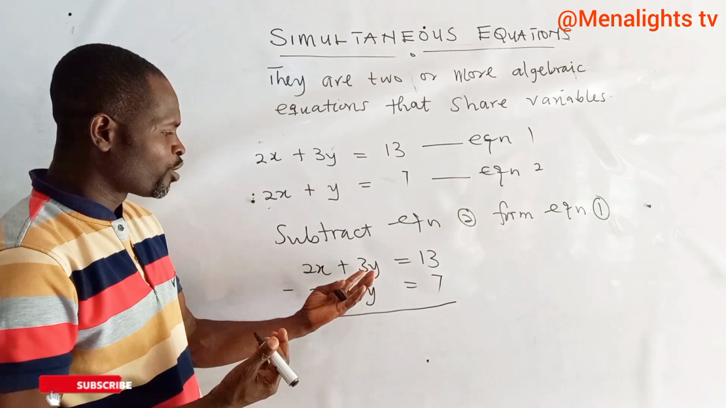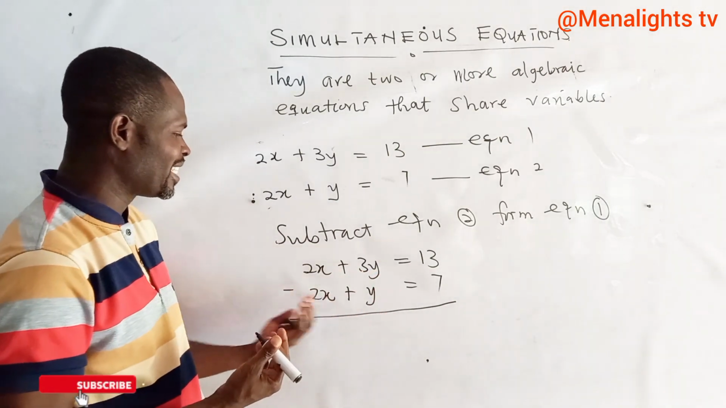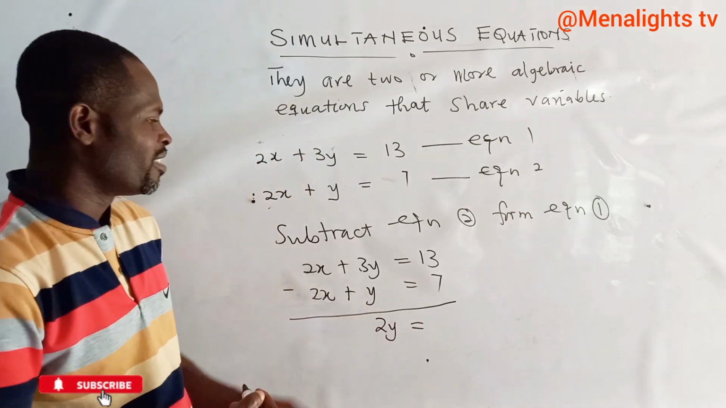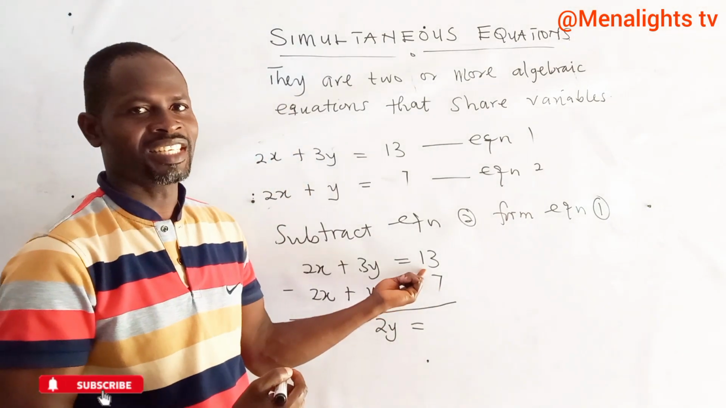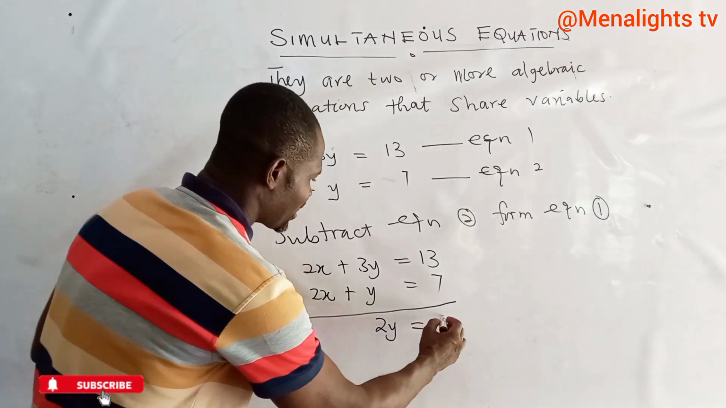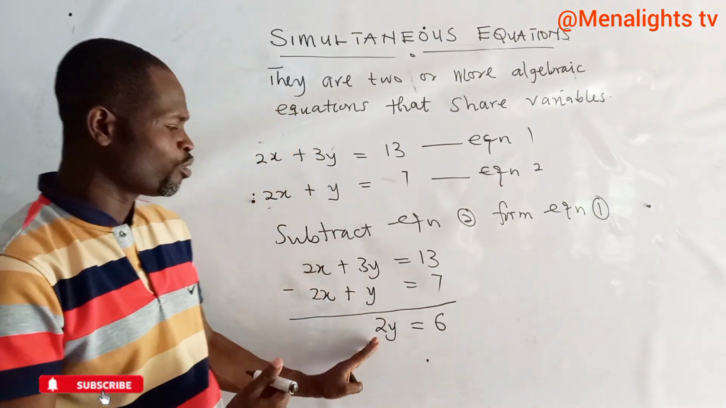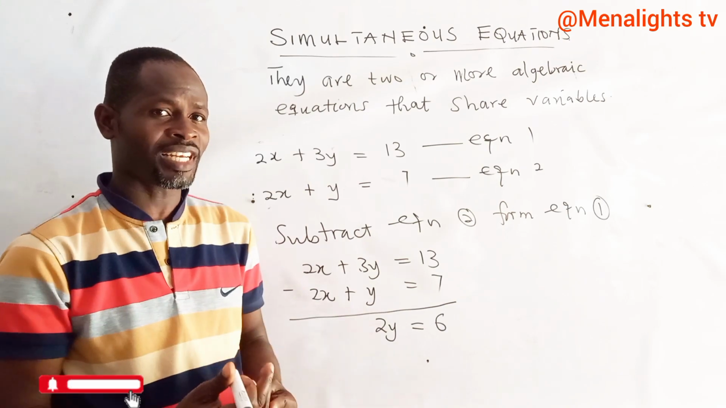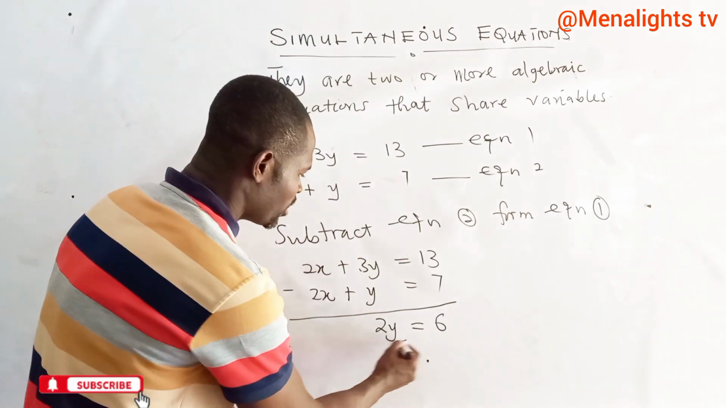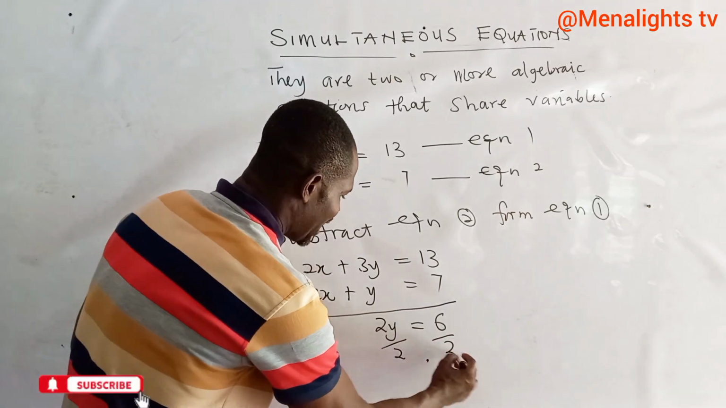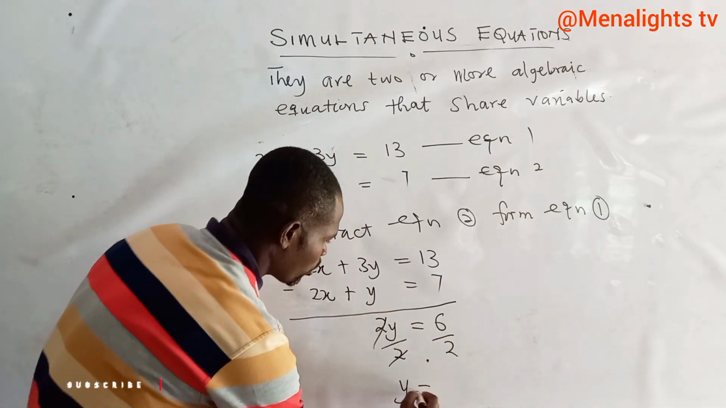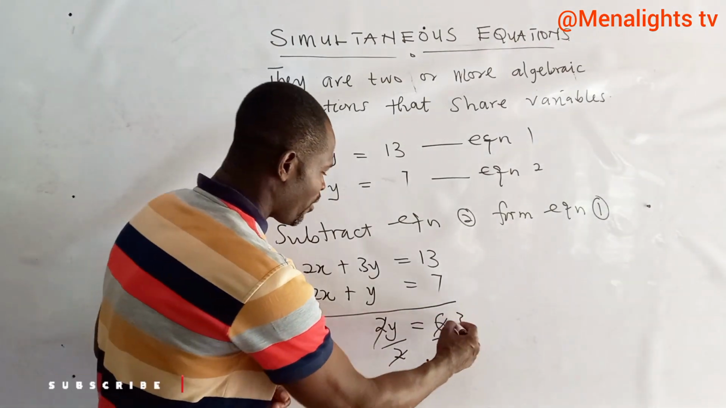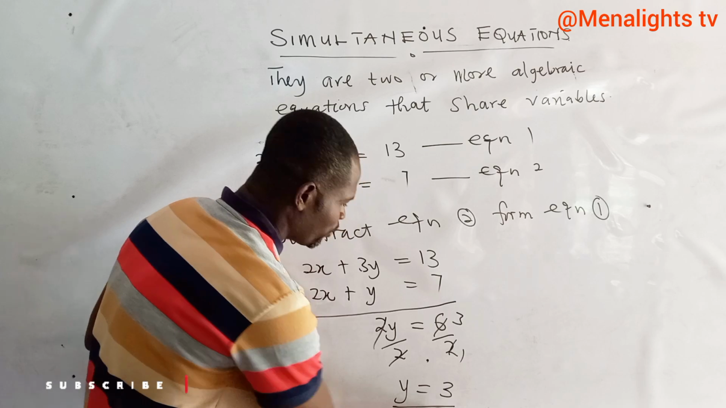Then 3y, we are subtracting y from it. You have what? 2y, which is equal to, then we subtract 7 from 13 and we are going to get 6. So now we have 2y, which is equal to 6. So what we have to do is divide through by the coefficient of y, which is 2. So we divide by 2 and this side also by 2. So therefore we have our y, which is equal to 2 goes into 6, 3 times. So y is equal to 3.